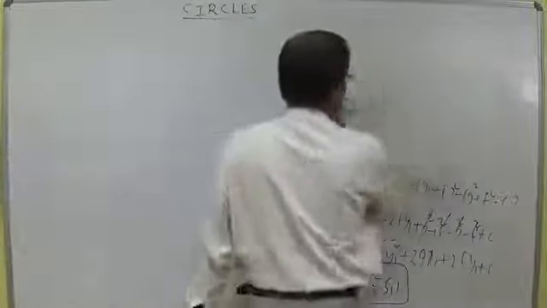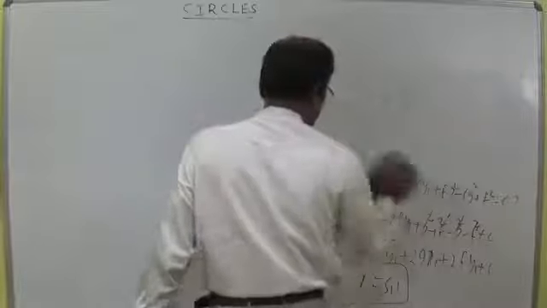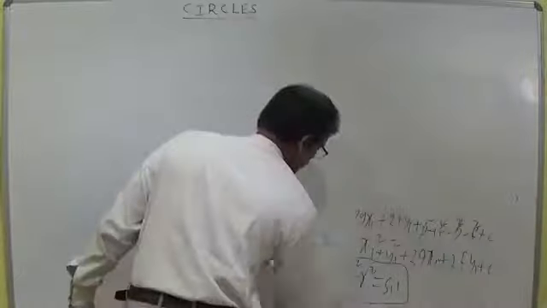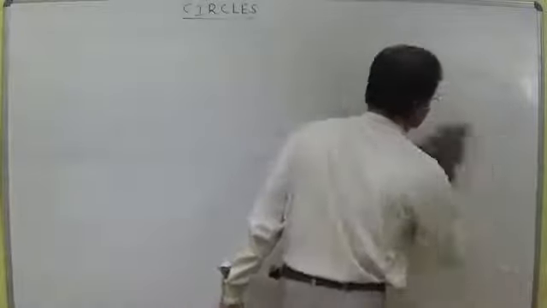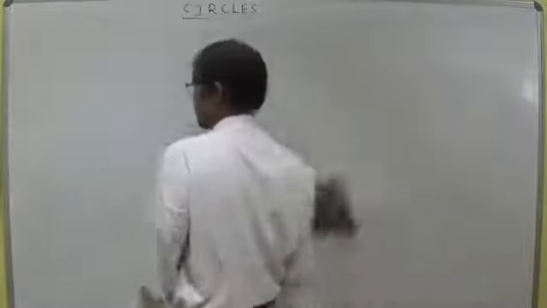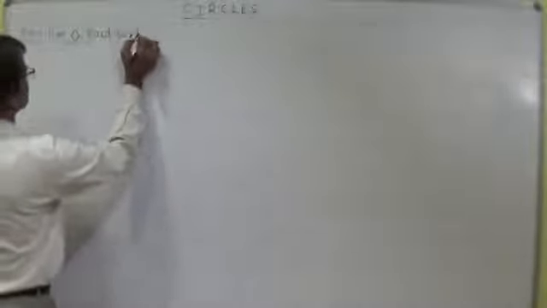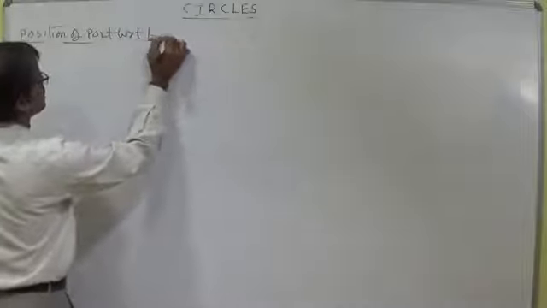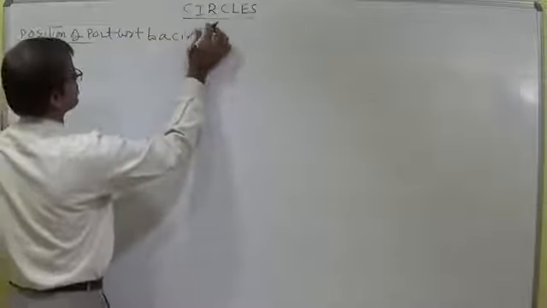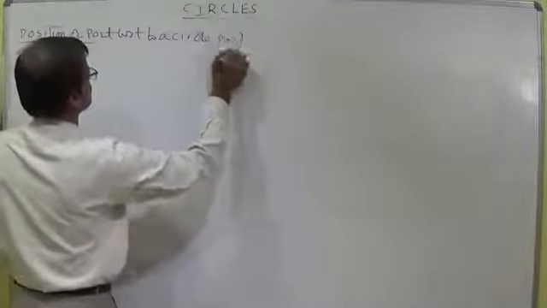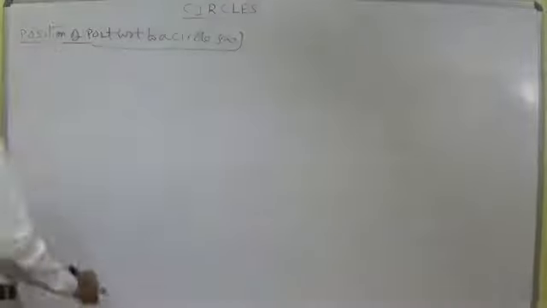You can put S in the formula, and using this formula we can decide the location of the point with respect to the circle, or the position of the point with respect to the circle. Position of point with respect to a circle, S equal to 0. WRT means with respect to.